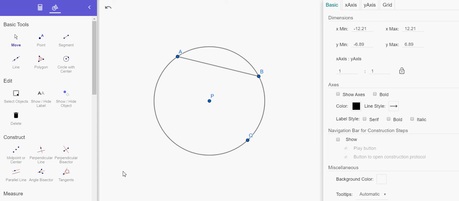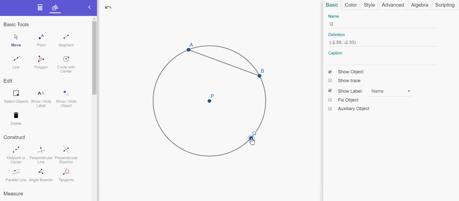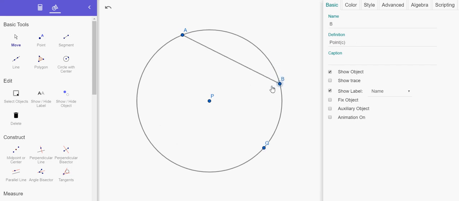Hi everyone. Today we're going to talk about chords of circles. A chord is a line segment whose endpoints lie on a circle. So here's a chord right here. I have my circle centered at P that goes through Q, and here I have chord AB.